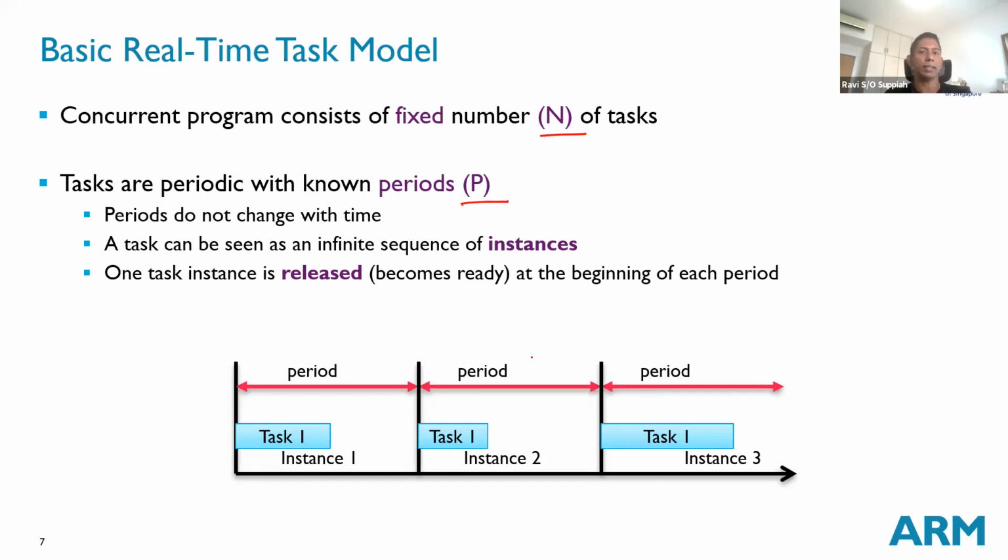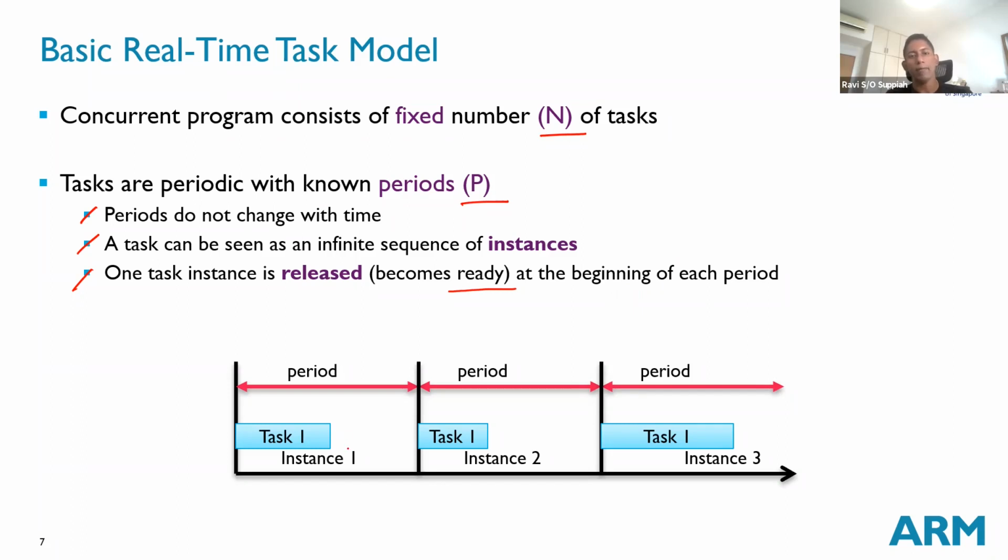But in the analysis here, we will take it that all tasks are periodic, and the periods are constant, they do not change. And a task can be seen as an infinite sequence of instances. So when you say a task, I can run that task in multiple instances. Once I release a task, the moment it is released, it becomes ready. We do not say that I release the task and then it is in a blocked state because it's waiting for a semaphore or a mutex. No, we do not factor that in. The moment the task is available, ready, or released, we say it wants to use the CPU.